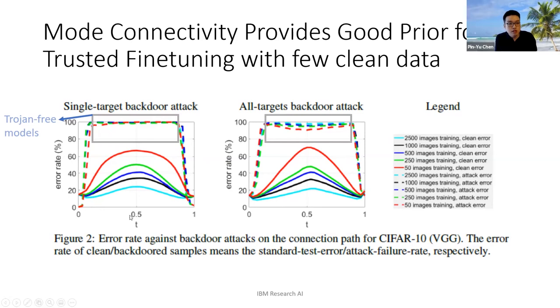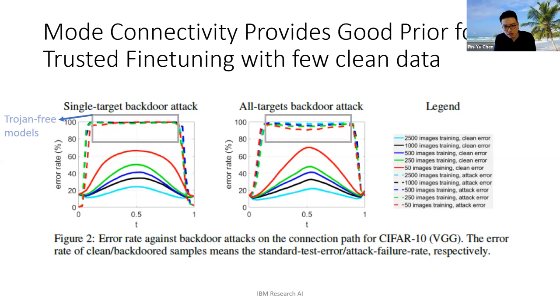What we can find is that if we look at the models a little bit away from the two end models, there is a wide region such that the models have similar performance in terms of standard accuracy to the two end models. But at the same time, the backdoors completely fail. The attack error goes up to 100%. That basically means we only need to search along that path to find a good model that has similar performance to the end model, but at the same time we can get rid of these backdoor effects.